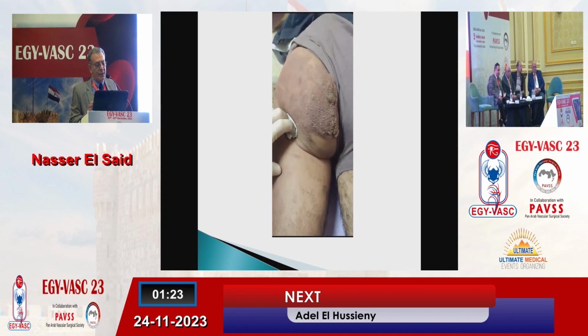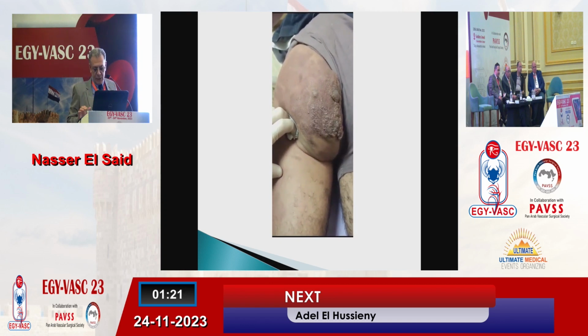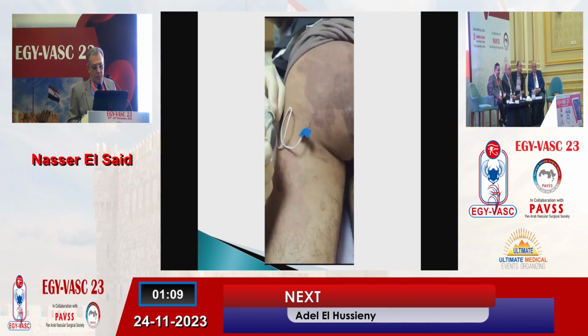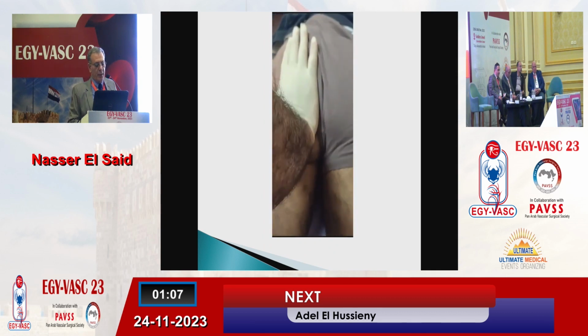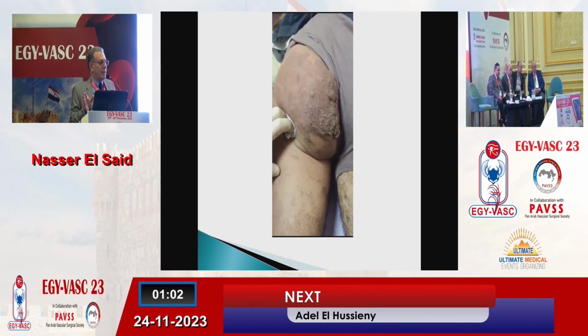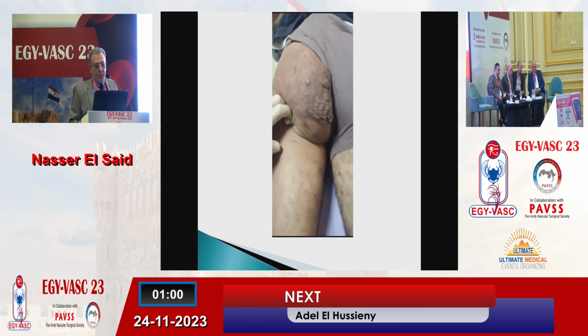Also, you can see that the swelling refills slowly, not like before. It was under tension and it was quite difficult to compress. I will repeat it again. When you press and release, it wasn't like that before.